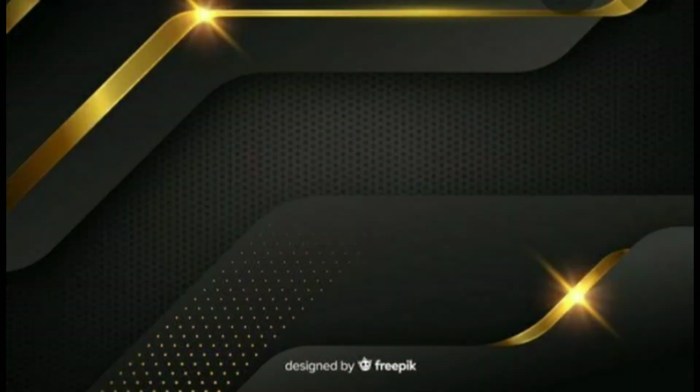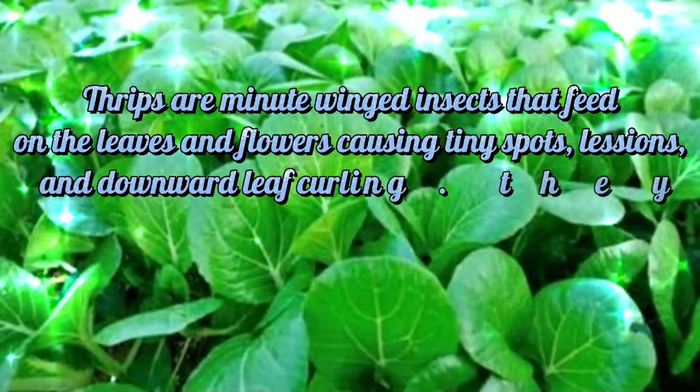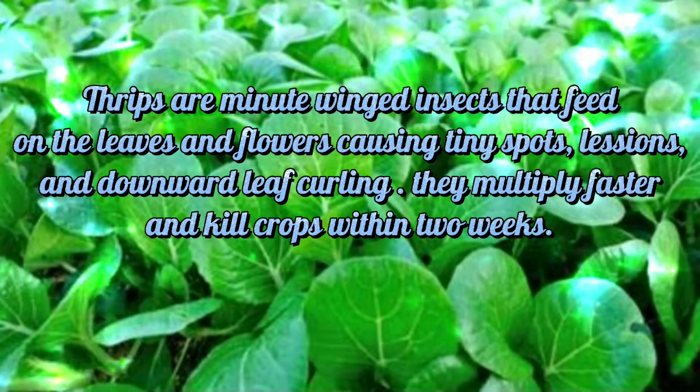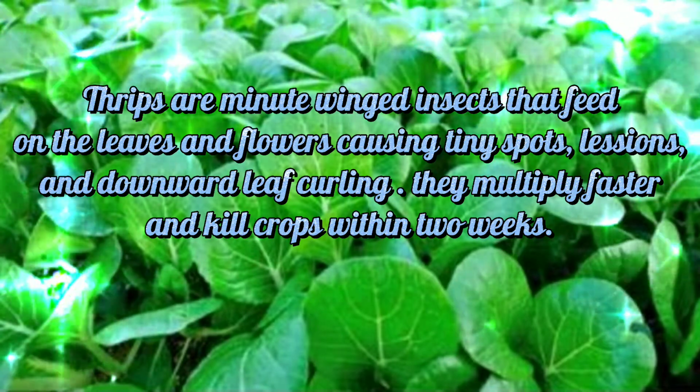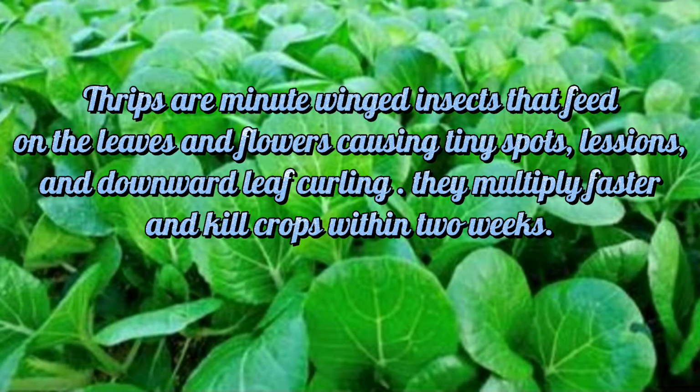Thrips. Thrips are mainly fringe insects that feed on the leaves and flowers, causing tiny spots, lesions, and downward deep scarring. They multiply faster and kill crops within 2 weeks.